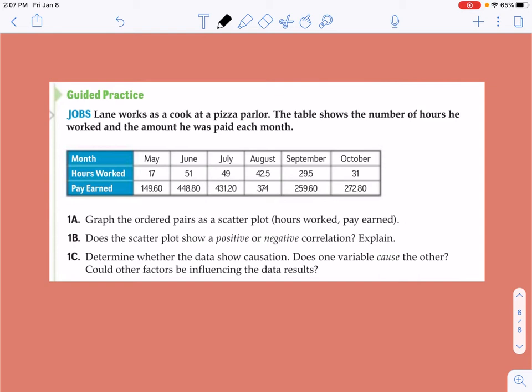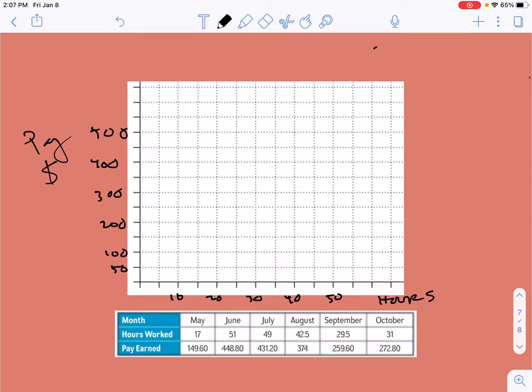And so what we're going to do is graph these ordered pairs in a scatter plot, okay? So I made this graph down here, where the hours he works is our x, so we put that on our x-axis right here. And then the pay is y, because if we think about classic independent and dependent variables, the pay usually depends upon that. So we're going to look at this and see if we've got causation here.